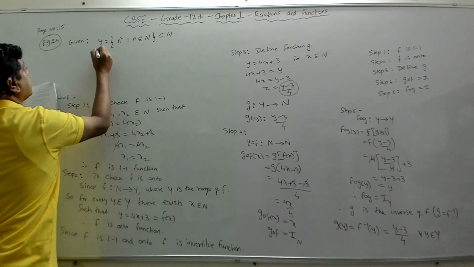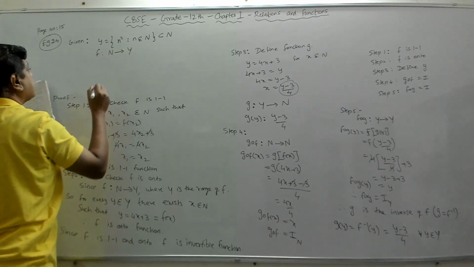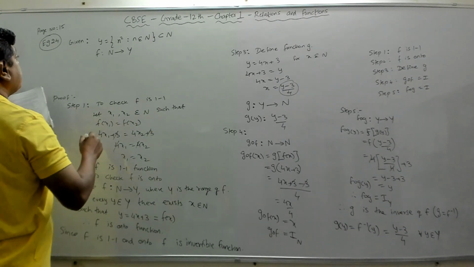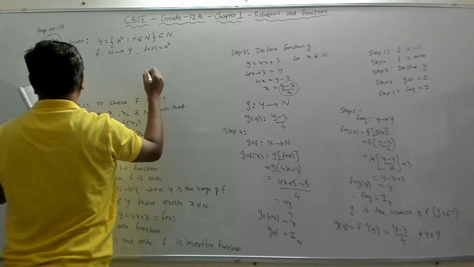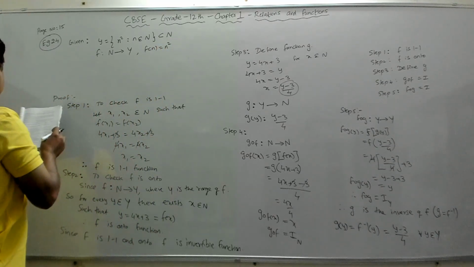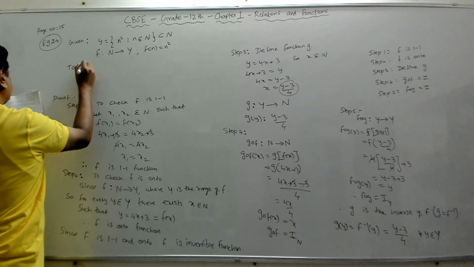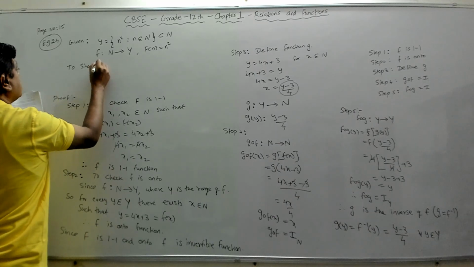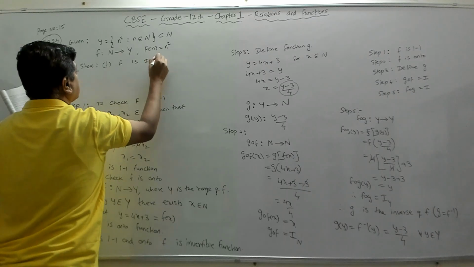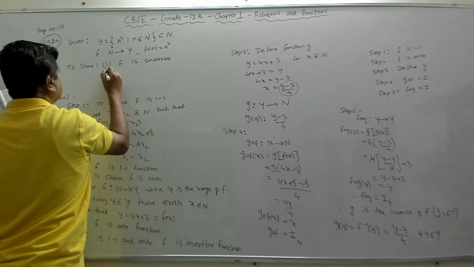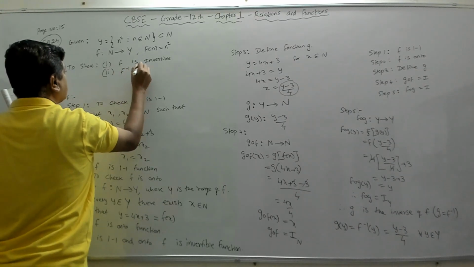Now consider the function. F is a function from the set of all natural numbers to Y, and is defined as f of n equal to n square. Now we have to show that F is invertible and find the inverse. To prove, first is that F is invertible, and second is we should find F inverse. F inverse is equal to what?